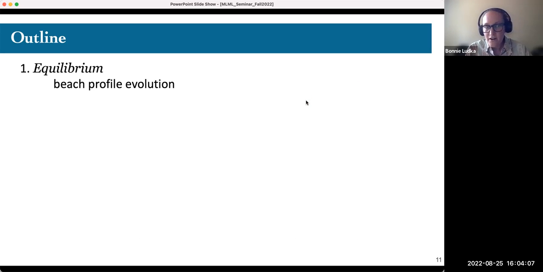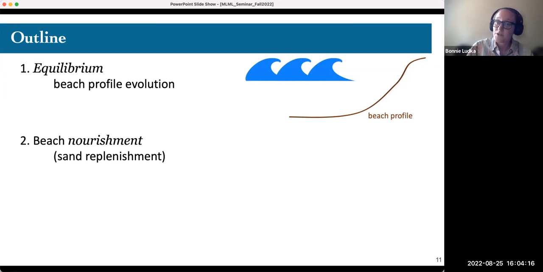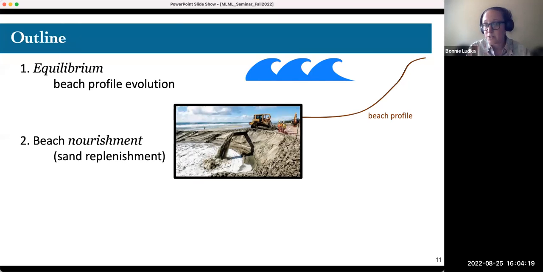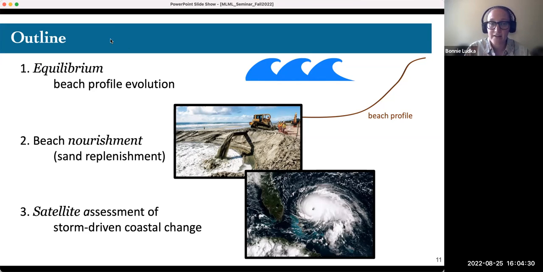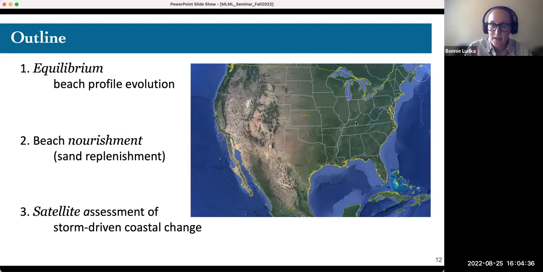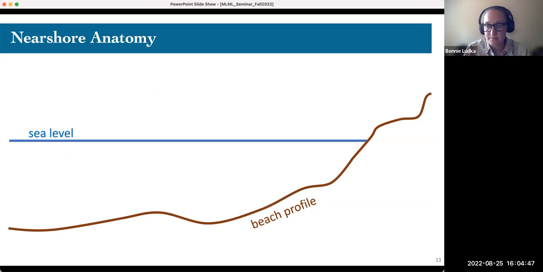Okay, so for an outline of the talk, first off, we will chat about equilibrium beach profile evolution. Then we'll talk a bit about sand replenishment, also known as beach nourishment. And I think I actually don't have time to talk about satellite assessment of storm-driven coastal change, but I just wanted to show that that is some other stuff that I have been working on previously. And the two sections of the talk that we'll get to are using data sets from San Diego. The satellite work is being done in the Bahamas.